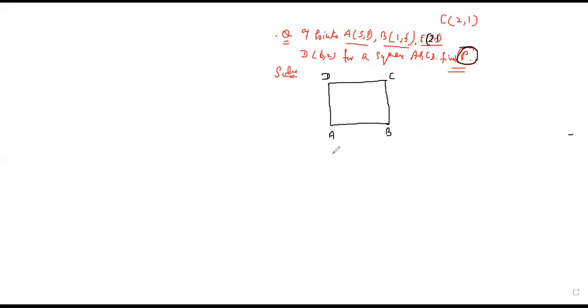ABCD is a square. The coordinates of A are 5, P. The coordinates of B are 1, 5. The coordinates of C are 2, 1. And the coordinates of D are 6, 2. We know that diagonals of a square bisect each other. So let P be the point where the diagonals bisect. So coordinates of P along AC.